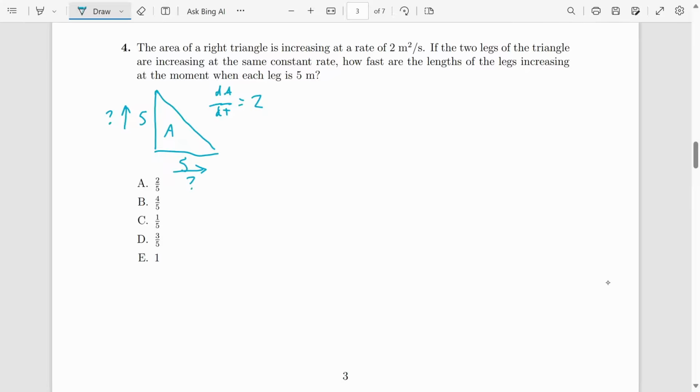So first thing you do for related rates after you draw it out is determine what formula you should use that relates a lot of these pieces of information that we're given together.